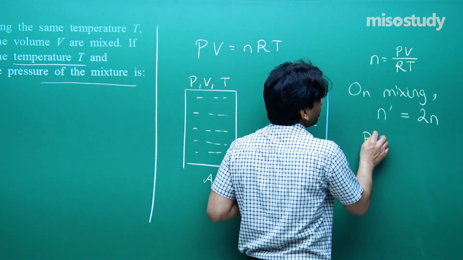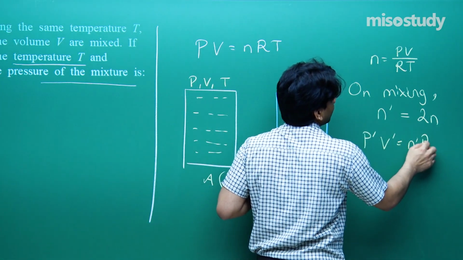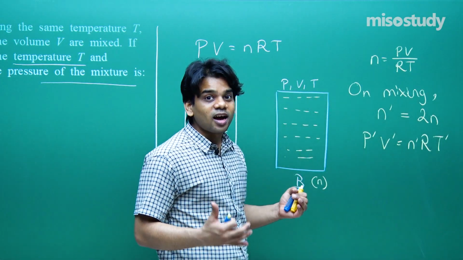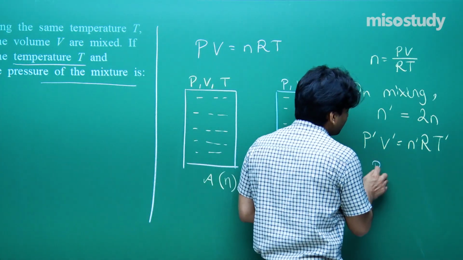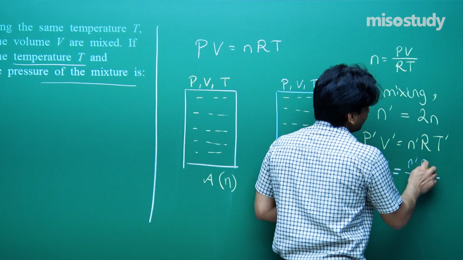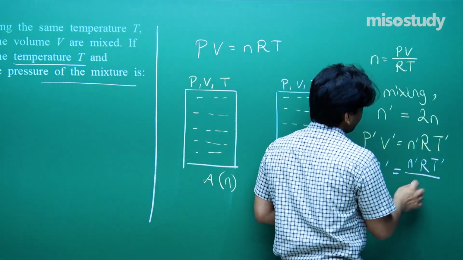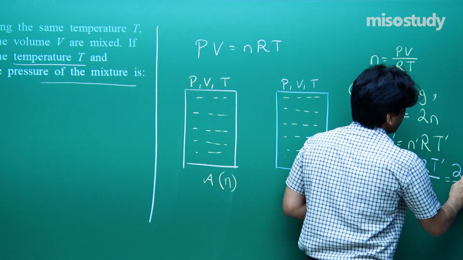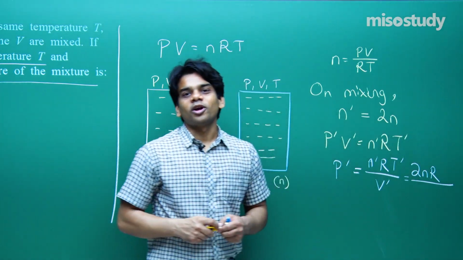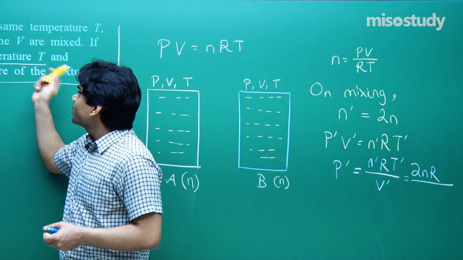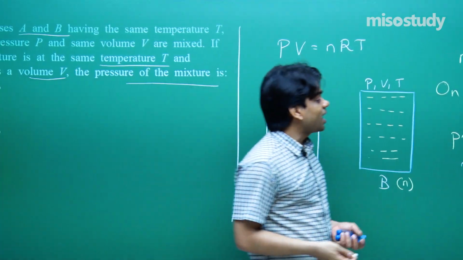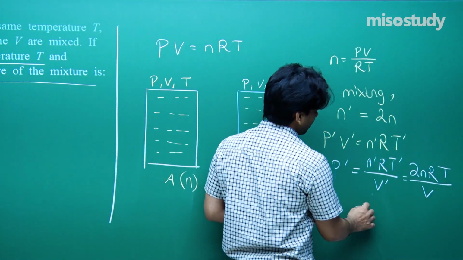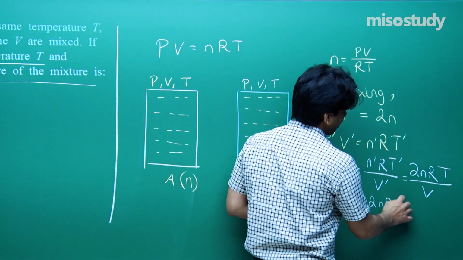See here, we can apply P dash V dash is equal to n dash R T dash. Dash I am using for all the variables for pressure, volume and temperature after mixing. So P dash, that's the new pressure, will come out to be n dash R T dash divided by V dash. Quite obvious, n dash we can use as 2n. So 2n R. Now temperature, you see here what has been provided. The same temperature T is kept, so use the same value of temperature T. And here we have the same volume V, so 2n RT by V. So we will have this 2n RT by V.